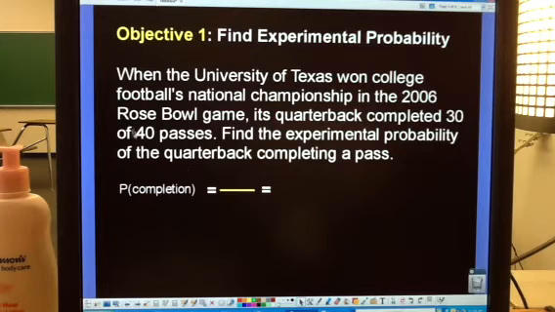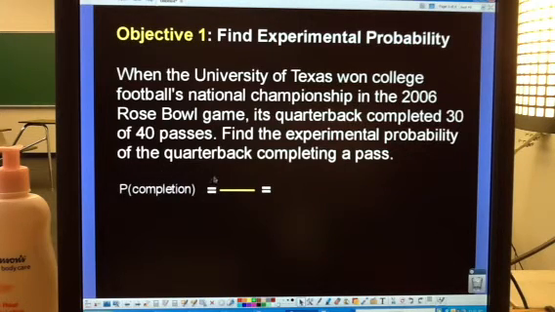When you hear the word of here, you automatically are thinking division. You're thinking 30 out of 40. 30 divided by 40, which is exactly what we're doing when we compute experimental probability. We have actual experimental data. This particular trial, this particular experiment, we've got 30 actual times the event occurred, which was completing the pass, out of a total 40 trials, 40 passes that he tried.